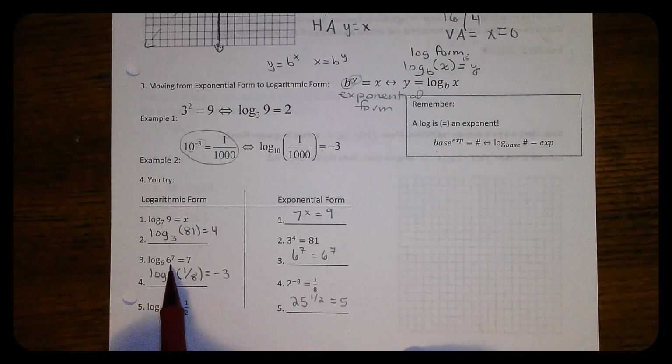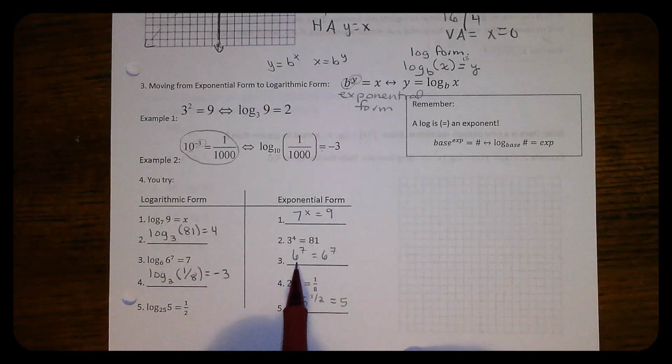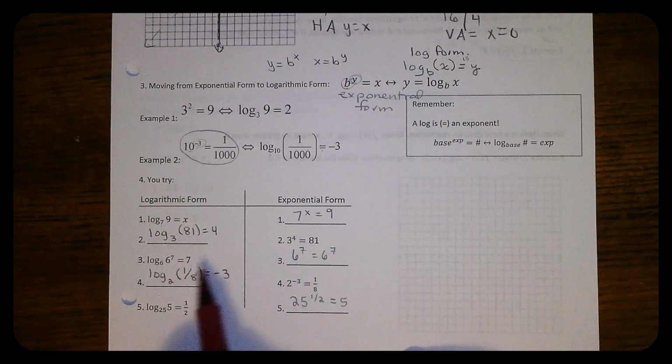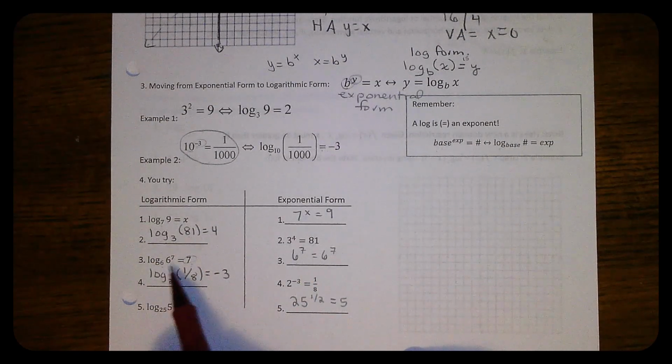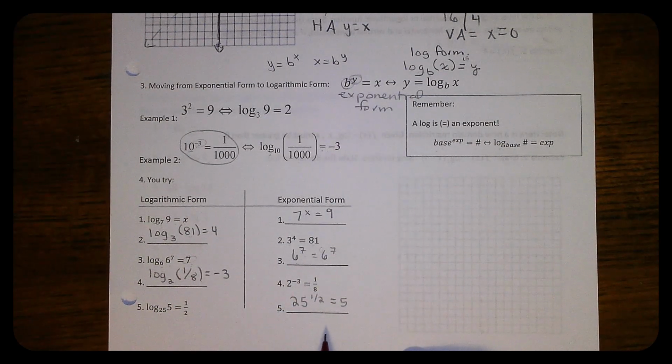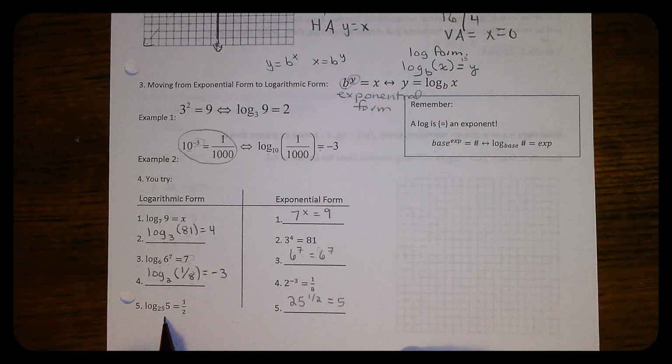Log base 6 of 6 to the 7 equals 7. The base is 6. The 7 is the exponent. 6 to the 7 equals the number 6 to the 7. Exponential form, 2 to the negative 3 equals 1/8. That's the base. So log base 2 of 1/8 equals negative 3. A log is an exponent. So the exponent always goes on the opposite side of the equal sign. The last one, log base 25 of 5 equals 1/2. The base is 25. 25 to the 1/2 power equals 5.